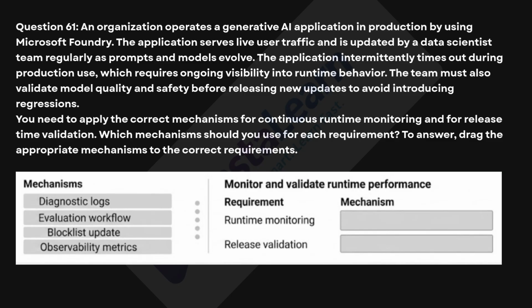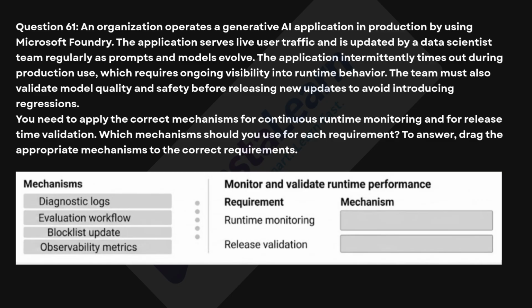Question 61. An organization operates a generative AI application in production by using Microsoft Foundry. The application serves live user traffic and is updated by a data scientist team regularly as prompts and models evolve. The application intermittently times out during production use, which requires ongoing visibility into runtime behavior. The team must also validate model quality and safety before releasing new updates to avoid introducing regressions.